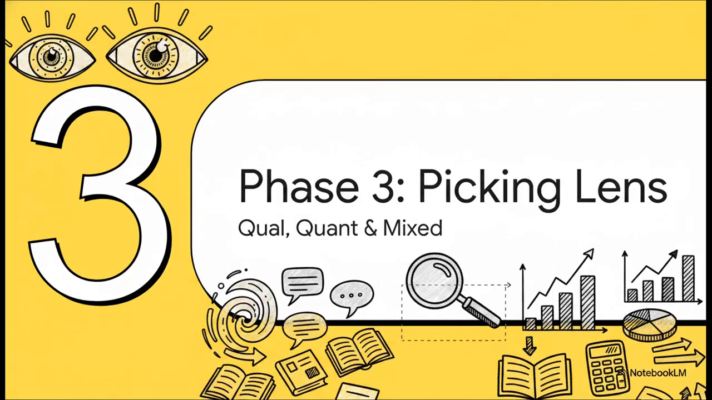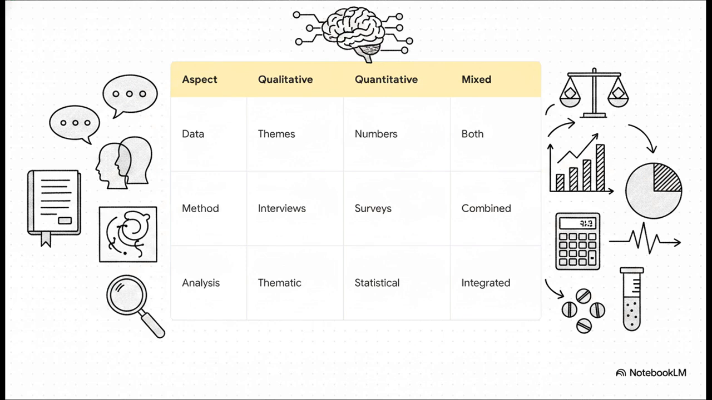All right, phase 3, picking the lens. We're talking qualitative, quantitative, and mixed methods. We've nailed down our goal and our data source, but how are we actually going to measure our subjects? Are we hunting for stories and deep meanings, or are we looking for cold, hard numbers? Let's break down your 3 methodological lenses.